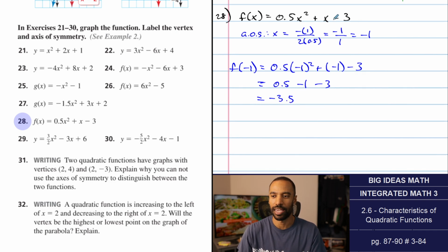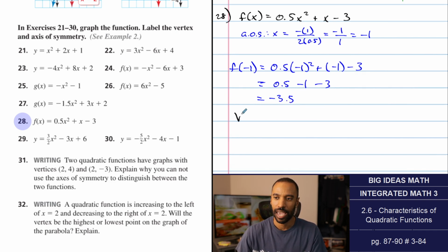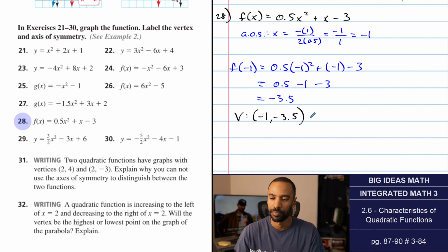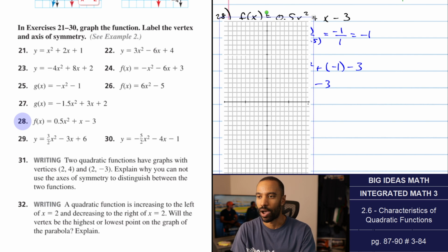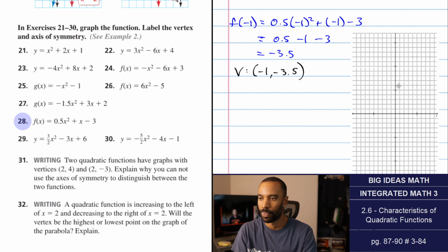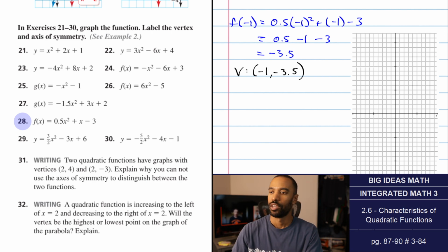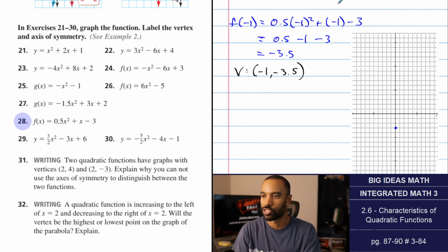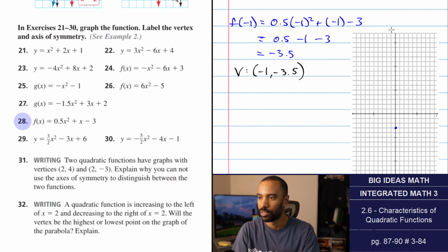This looks a lot like the last problem we did, only negatives, and clearly a different stretch factor, compression factor rather. Your vertex is at negative 1, negative 3.5. Remember your y-intercept of negative 3, because I'm going down here. You have a y-intercept of negative 3. You have an axis of symmetry at negative 1. So we can reflect that point across early on if anything else seems intimidating to you.